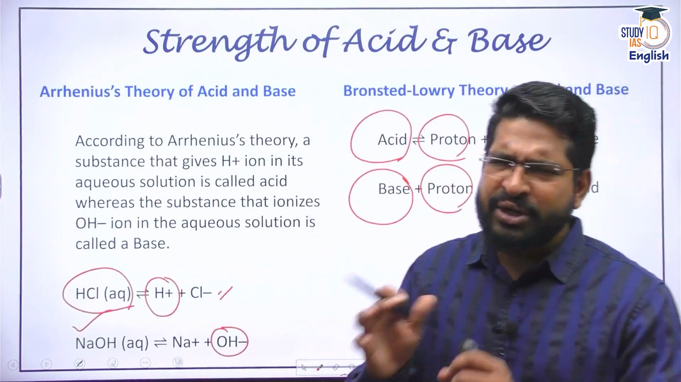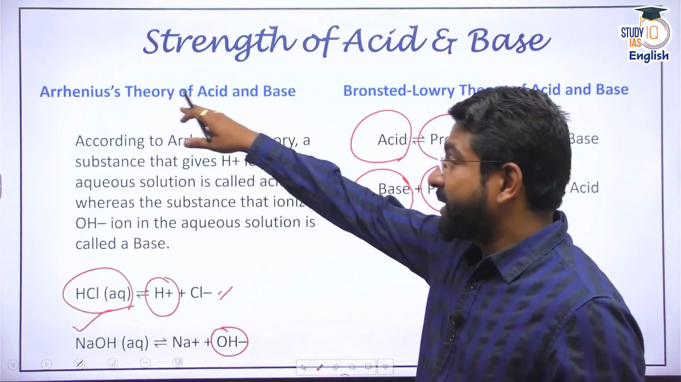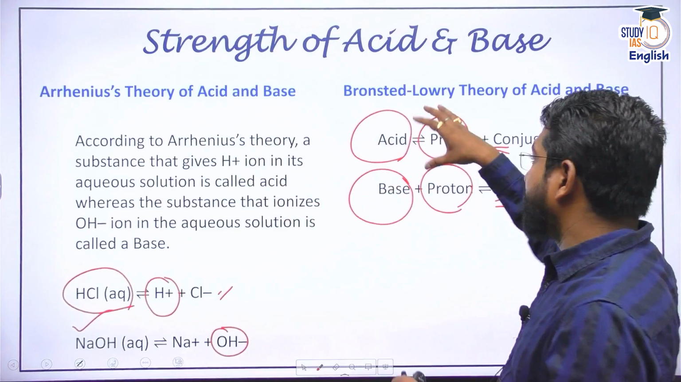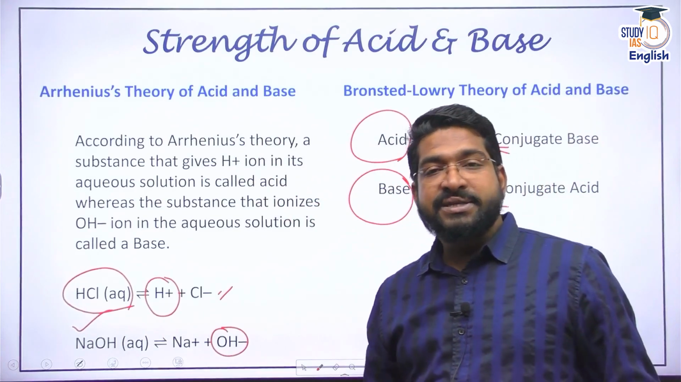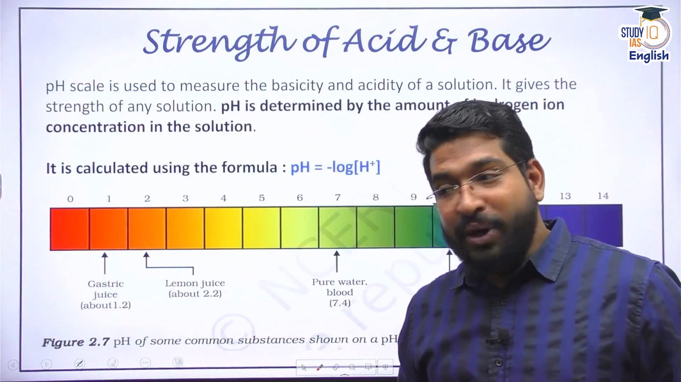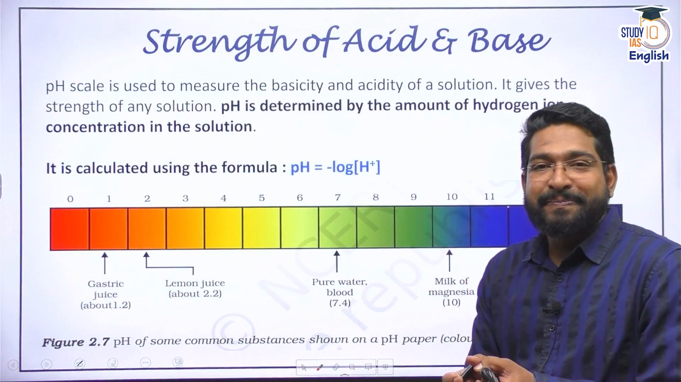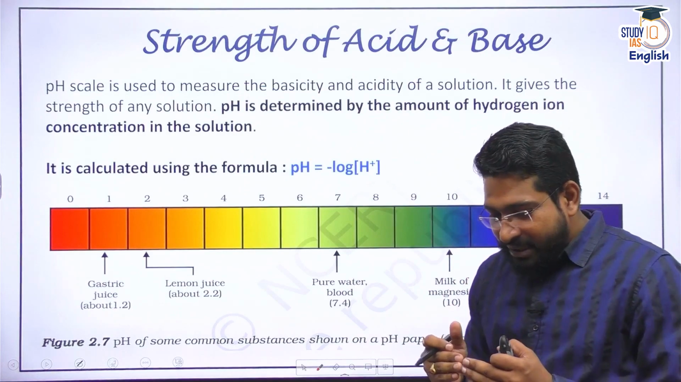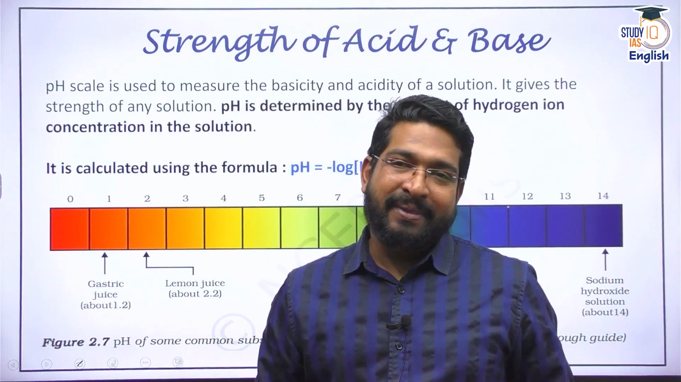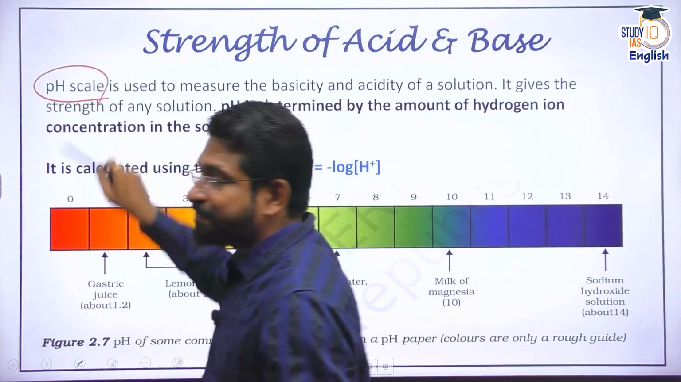These theories are not mentioned in NCERT, but I'm telling you so that you have an idea, especially about Arrhenius theory. If I simply have a statement, Arrhenius theory or Bronsted-Lowry theory is connected to what, acids and bases. And why are we talking about these? Because we need to understand how to gauge the strength or concentration of acid. For measuring the strength of acids, we have created a scale, the pH scale.